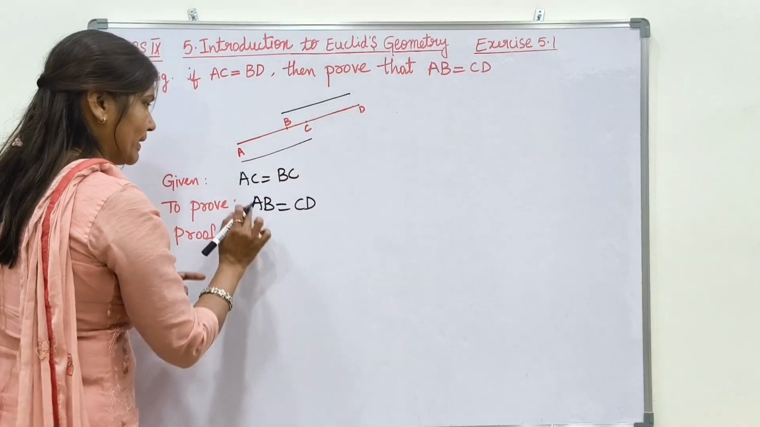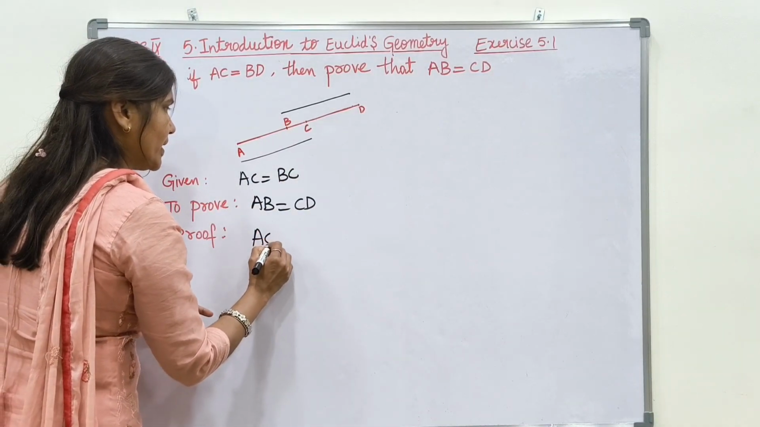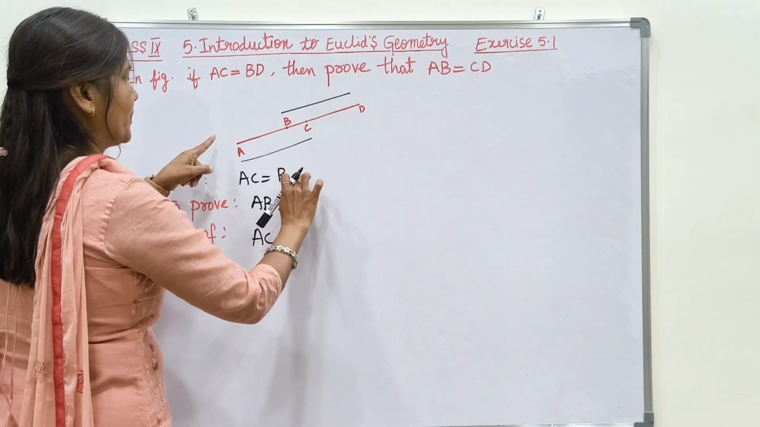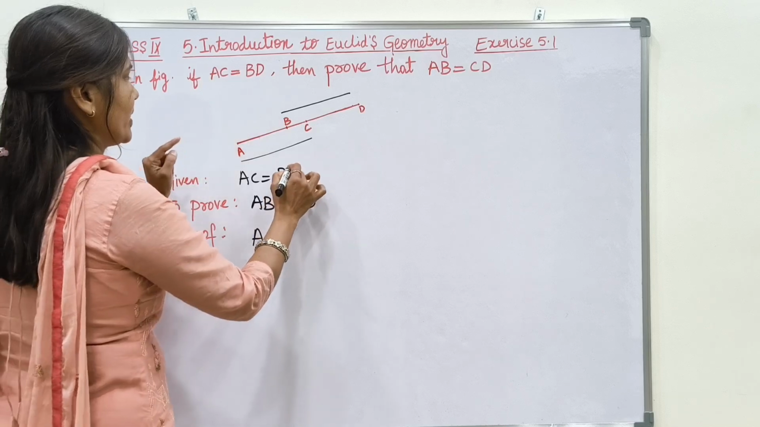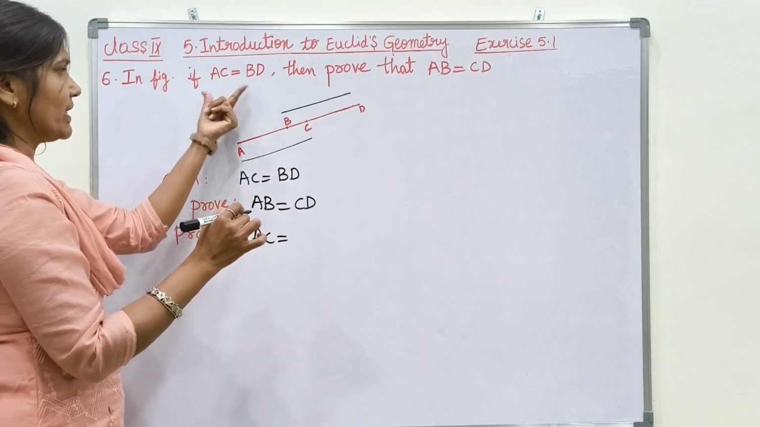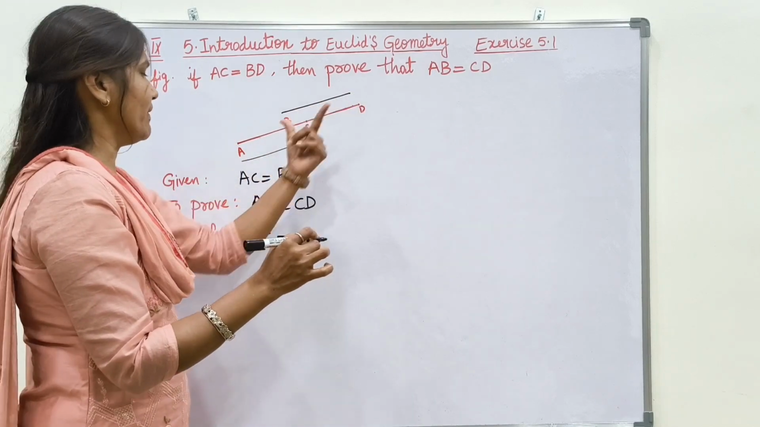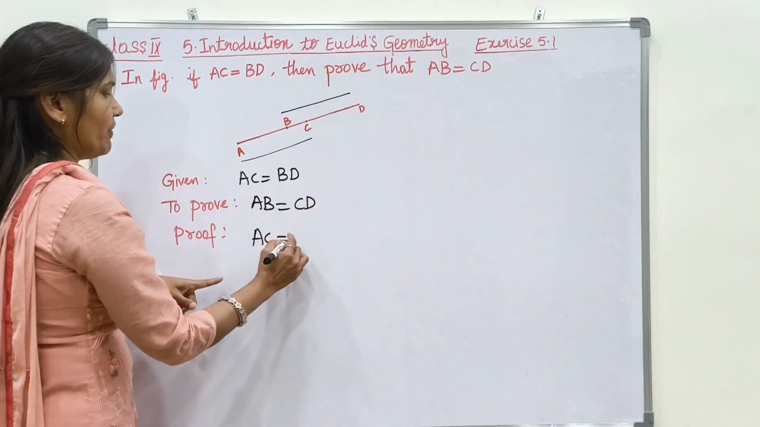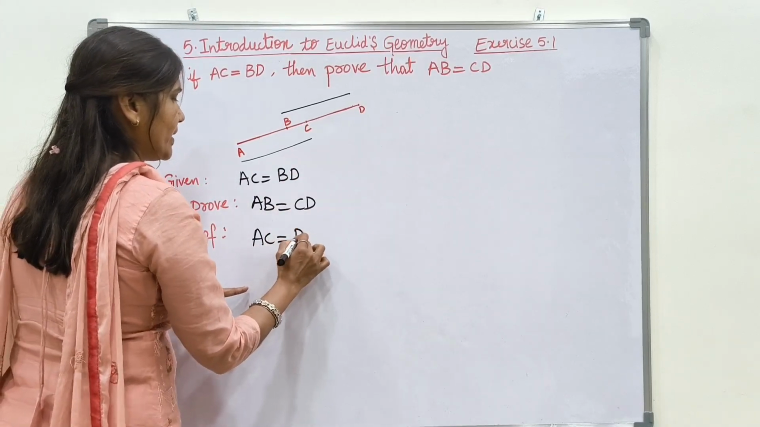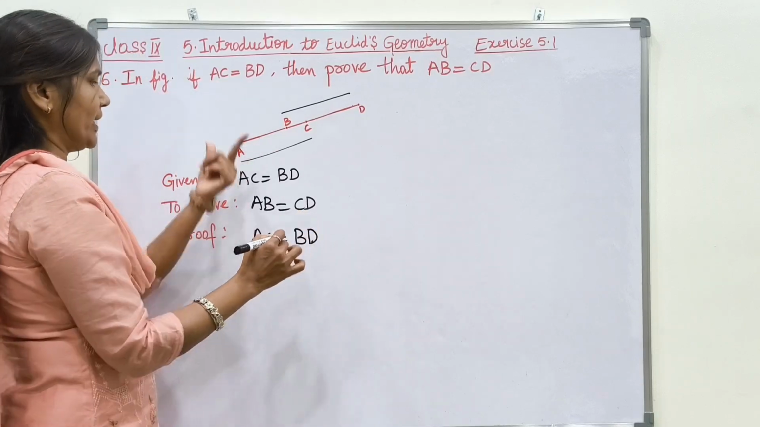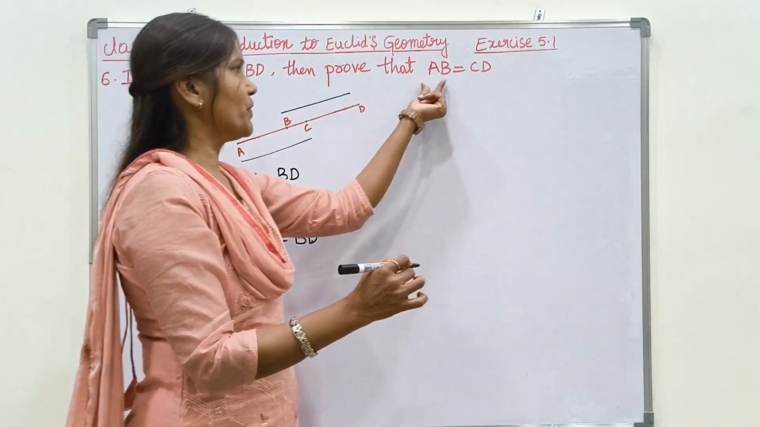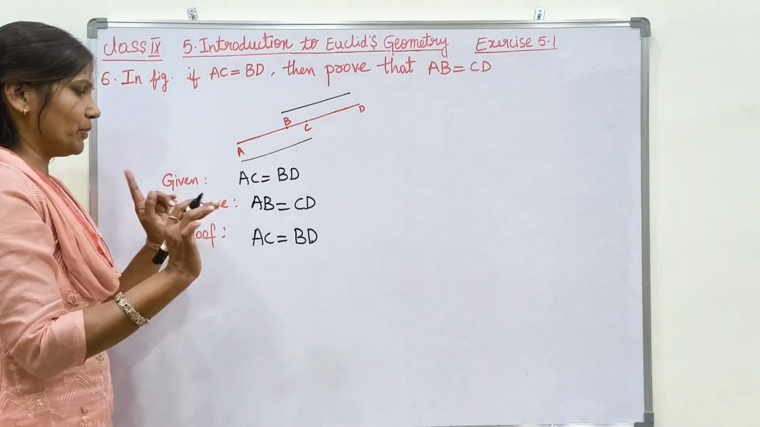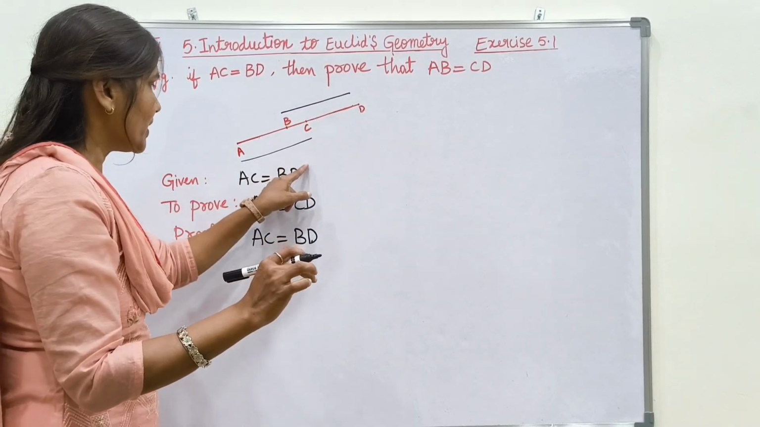First I am taking the given. What is given in the question? AC is equal to BD. Now we have to prove AB is equal to CD. So we will take the given, AC is equal to BD, and what we have to prove is AB is equal to CD. At proof time I am using the given.